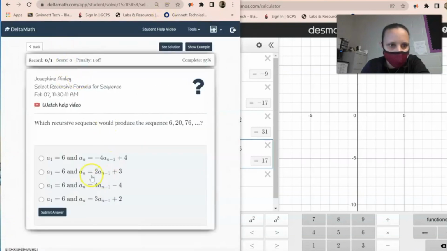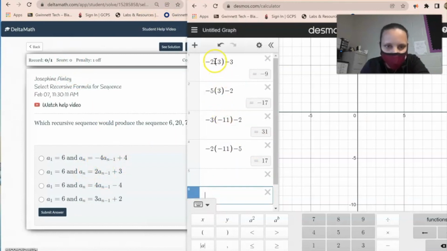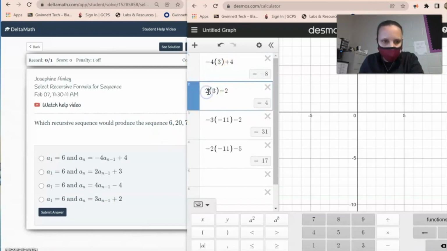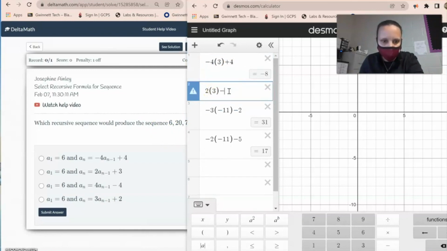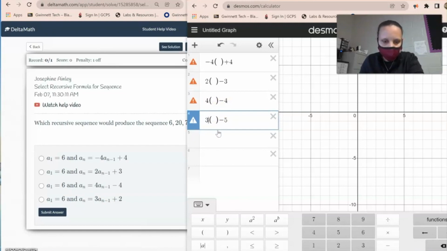I want to do another problem, so I'm going to copy down what it is, with parentheses where the previous term is. So this one is 4, this one is plus 4. This one is 2 and 3. We might as well delete all of this. And this one is 4 and negative 4. This one is 3 and positive 2.